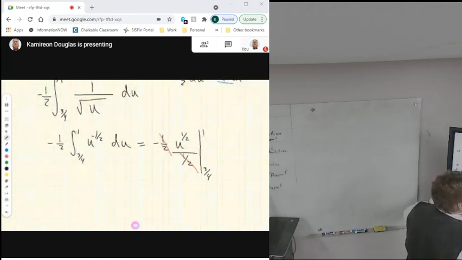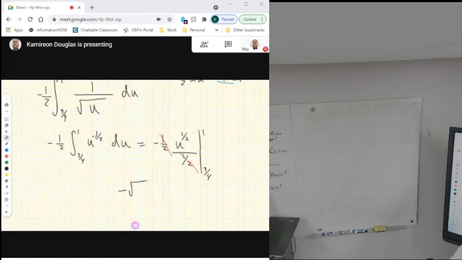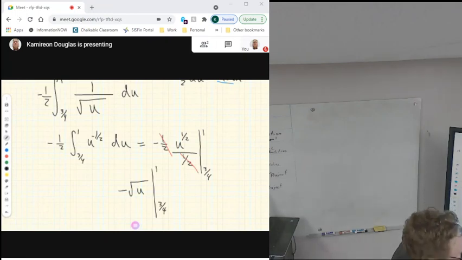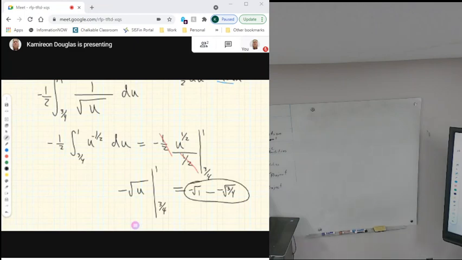Negative square root of u from 3/4 to 1. So I plug in and I finish. This becomes negative square root of 1 minus negative square root of 3/4. And whatever that is, is my solution.